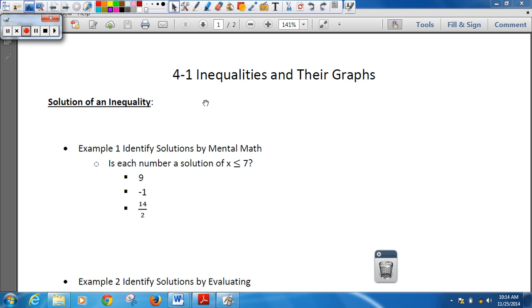4.1 Inequalities and their graphs. The solution of an inequality is any number that makes the inequality true.